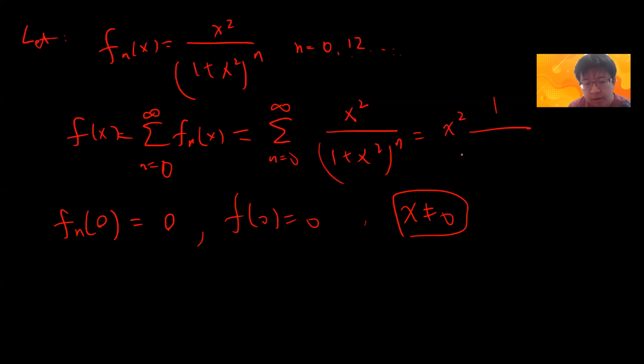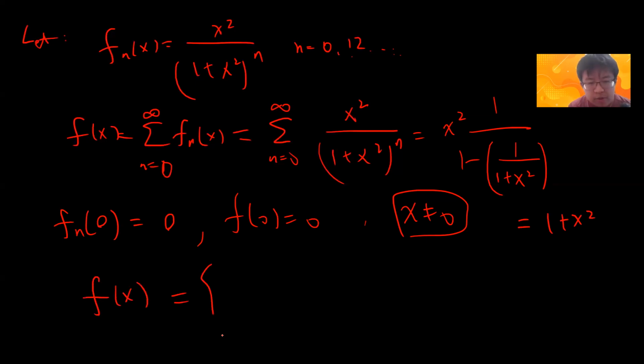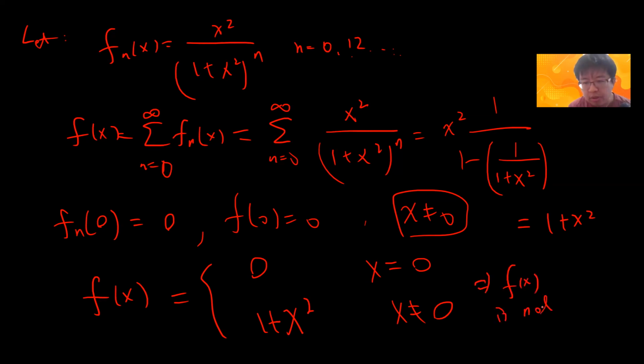Now 1 minus the ratio, I guess is this. Okay. So the answer will be 1 plus x squared, right? So that means your final f(x) is 0 if x is 0, and if x is non-zero, it is 1 plus x squared. So you can see that when x approaches 0, this is 1, this is 0, so f(x) is not continuous.